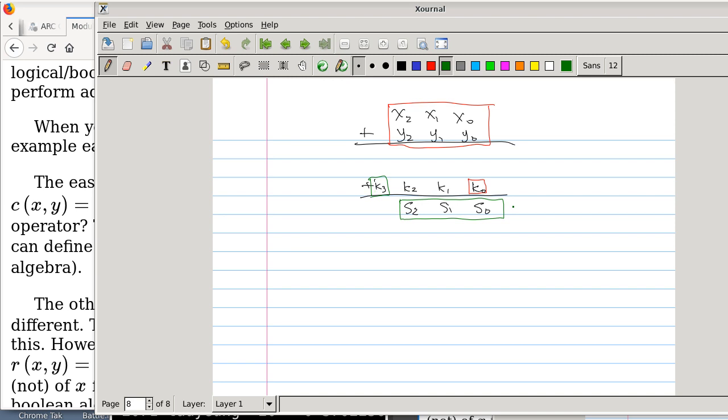So I'll double make sure that we understand which part is which. Is that okay?